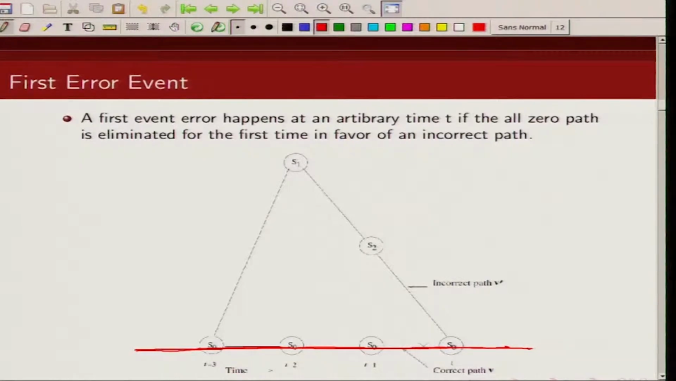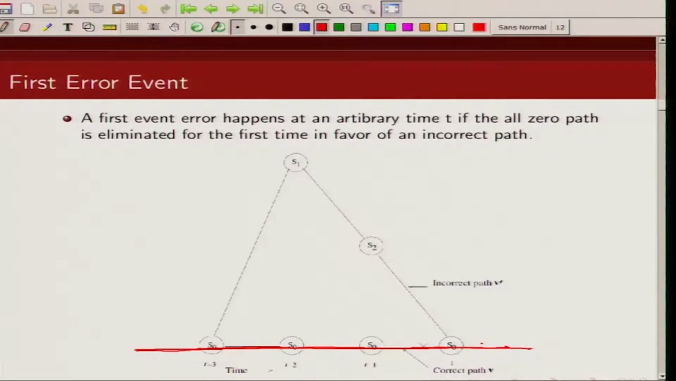Now, when will an error happen? An error will happen if at a particular time instance, let us say this is the time instance I am looking at, instead of deciding for this path, I go for this path. Why is this an incorrect path? This is an incorrect path because my transmitted code word was the all 0 sequence. So, if I decide in favor of this path instead of this path, then I make an error.